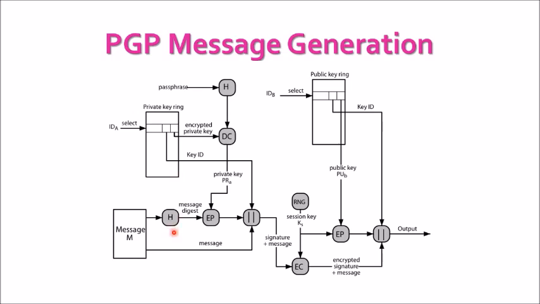Next, the signature component of the message is constructed. Next step is encrypting the message. PGP generates the session key and encrypts the message. PGP retrieves the recipient's public key from the public key ring using her user ID as an index. The session key component of the message is constructed.